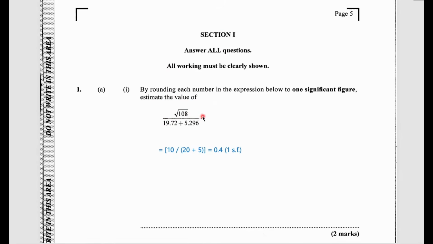Now, the square root of 108 is approximately, if I do it correctly on the calculator, 10.39, and approximated to one significant figure, that'd be 10. And 19.72 approximated to one significant figure, because 7 is more than 5, you add 1 to the 19, it becomes 20. And 5.296, 2 is less than 5, so the 5 stays as it is. So you will get 10 over 25, which is 0.4 to one significant figure.